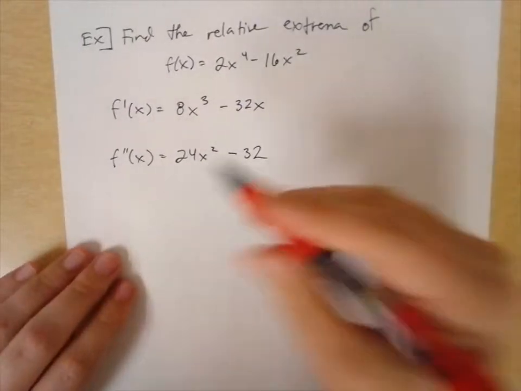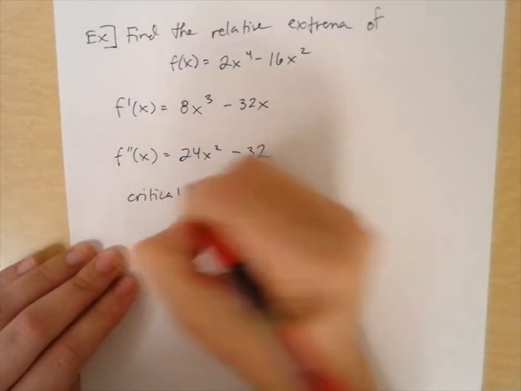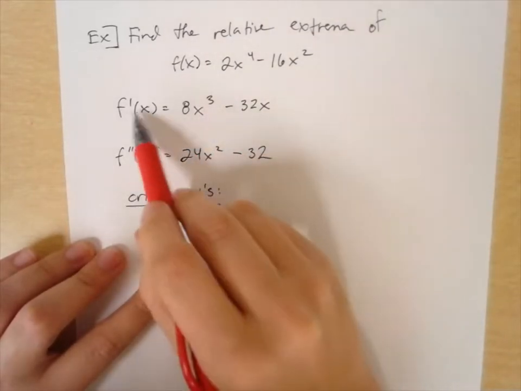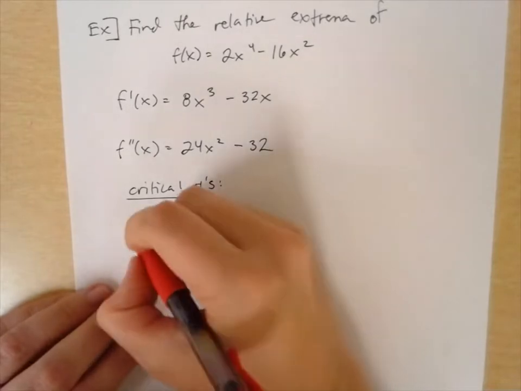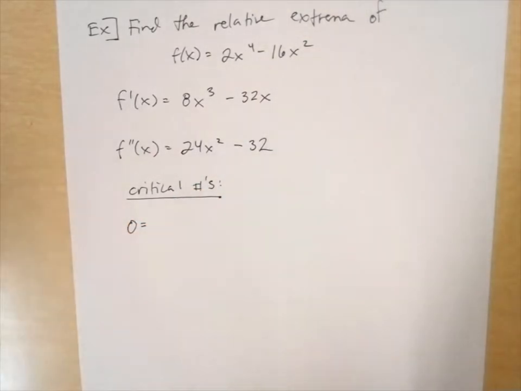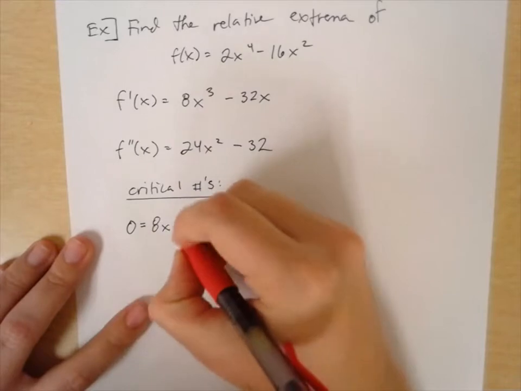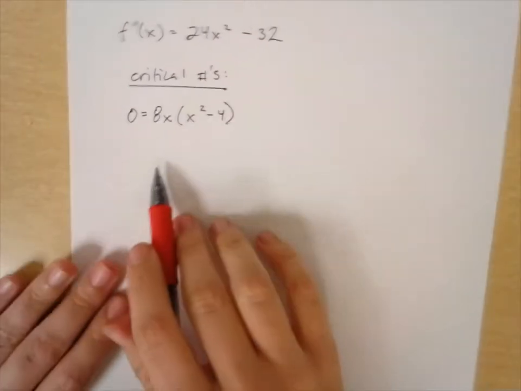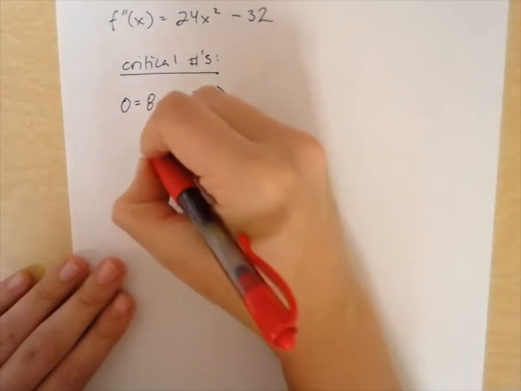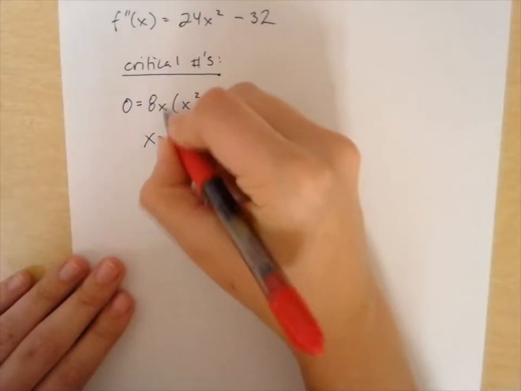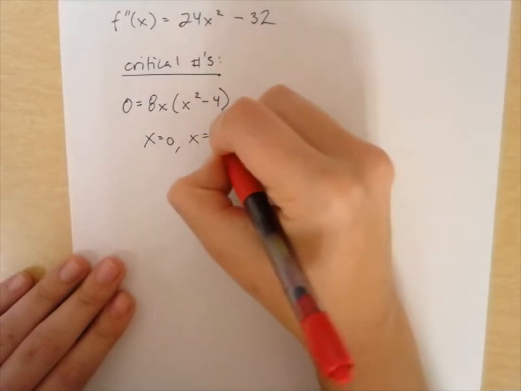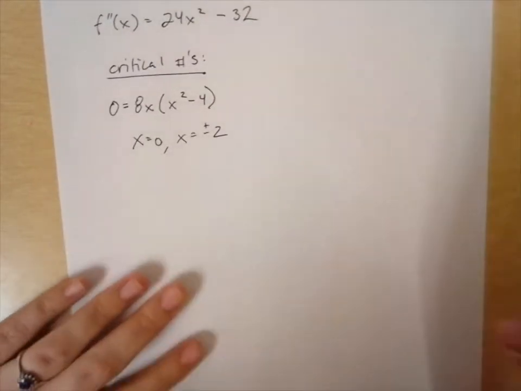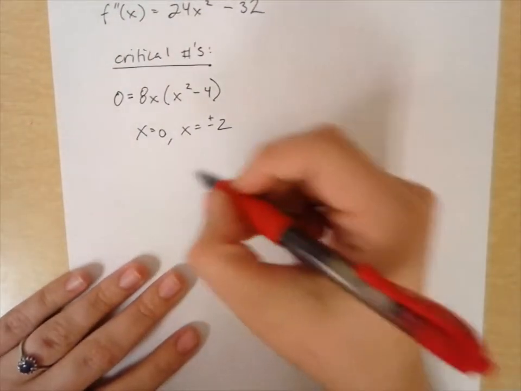All right, again, we're going to identify those critical numbers, and critical numbers for the second derivative test happen where f prime is 0. So I'm going to set it equal to 0, and I'm going to factor at the same time. So I'm going to factor out an 8x. I'm going to get x squared minus 4 as a factor. And now I can clearly see that my critical numbers are going to happen at 0 and at plus or minus 2.